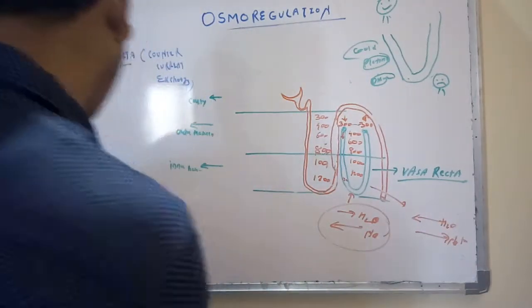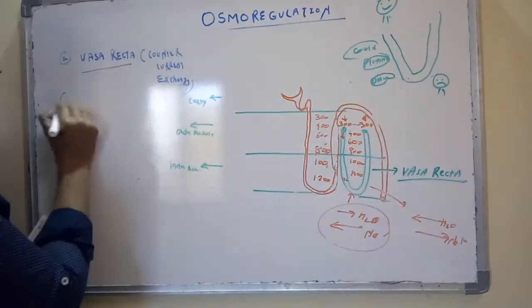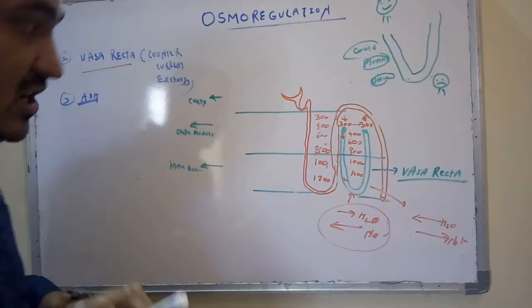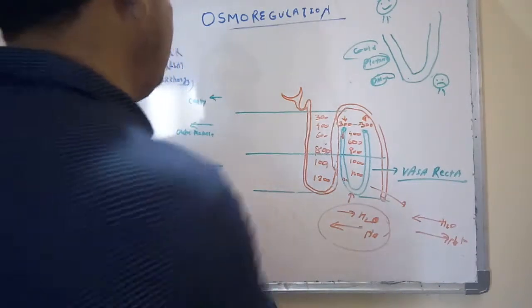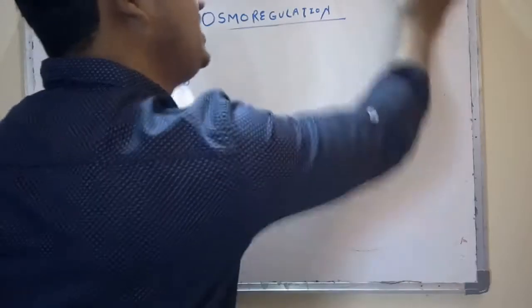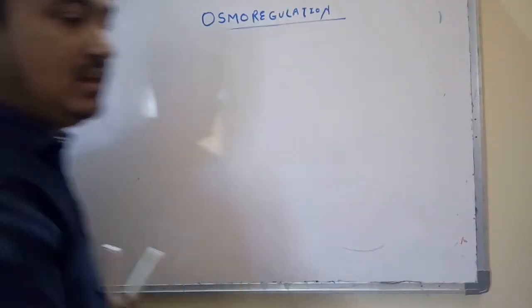Now the last part which was important for our mechanism of urine concentration and dilution was what? The role of ADH. Let's see how ADH affects this mechanism. Okay, we'll come back after a short break and then we'll see how ADH is going to affect this mechanism. Okay, thank you.